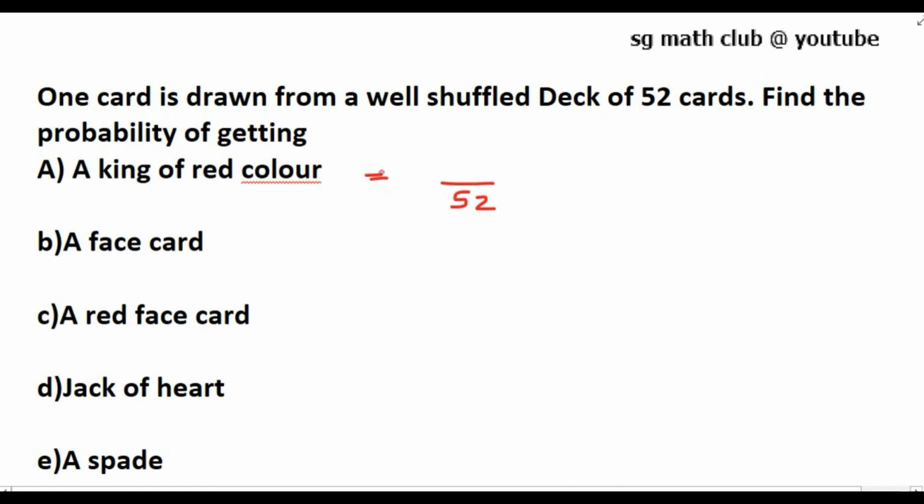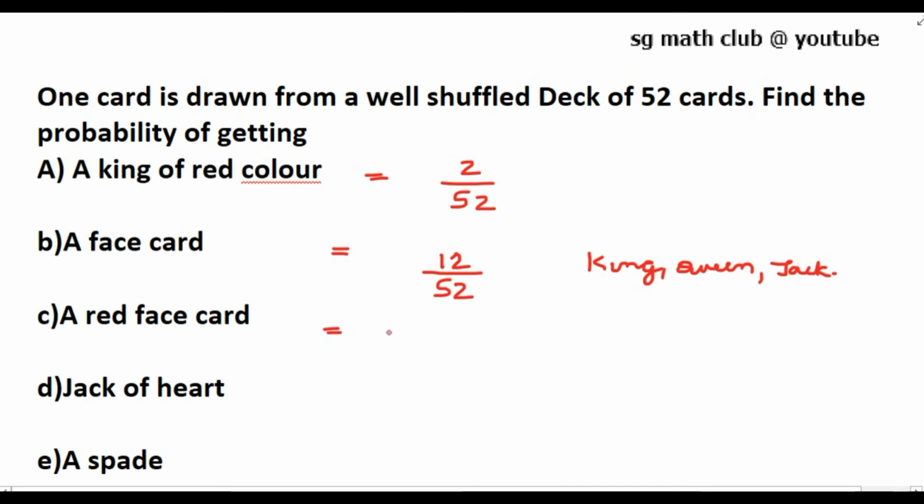A king of red color. How many kings are there with red color? 2. So 2 by 52. The next one, a face card. Total number of cards is again 52. How many face cards are there? I told you in one suit we have 3 face cards, which are king, queen and jack. Like that in 4 suits we will have 3 into 4, 12. So the probability is 12 by 52.